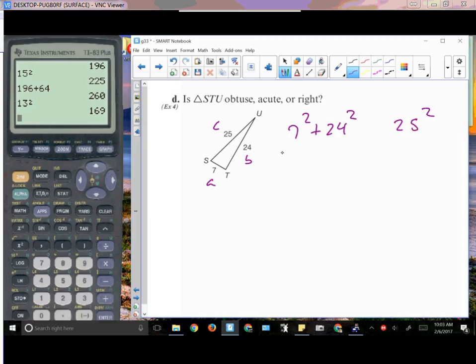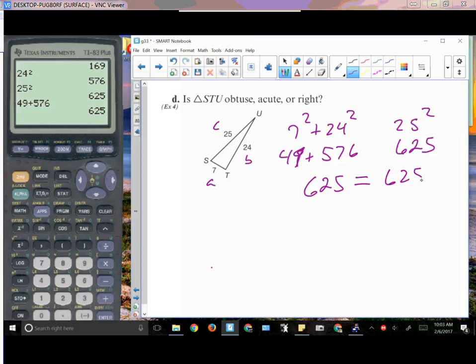Well, 7 squared is 49. Let's see, 24 squared gives me 576. And 25 squared gives me 625. So it looks as though if I go and take 49 plus 576, I end up getting 625. 625 is equal to 625. So that means it must be a right triangle. There you go.